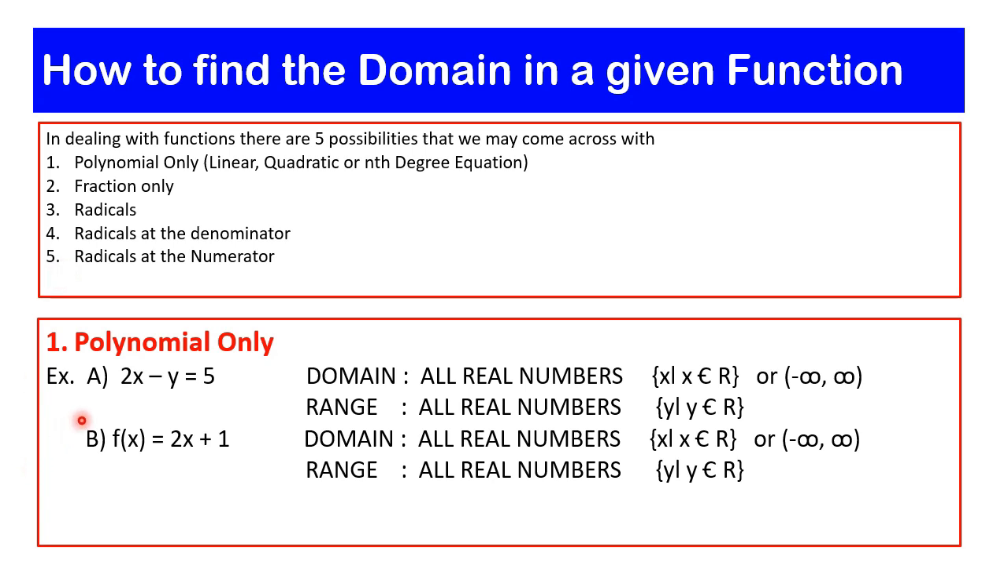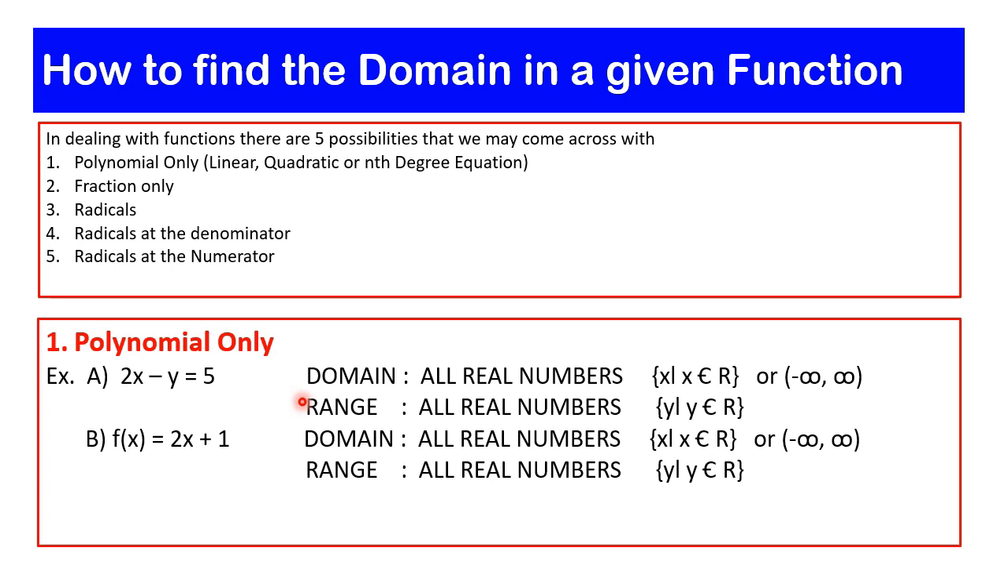Unahin po natin kapag polynomial only. Halimbawa, ang given function is a polynomial, ano po ang domain niyan? Agad-agad sasabihin mo, ang domain niyan ay all real numbers. X such that the element of X is all real numbers. Sa notation po, from negative infinity to positive infinity. So yan daw po yung magiging domain kapag ang ating given function is a polynomial.